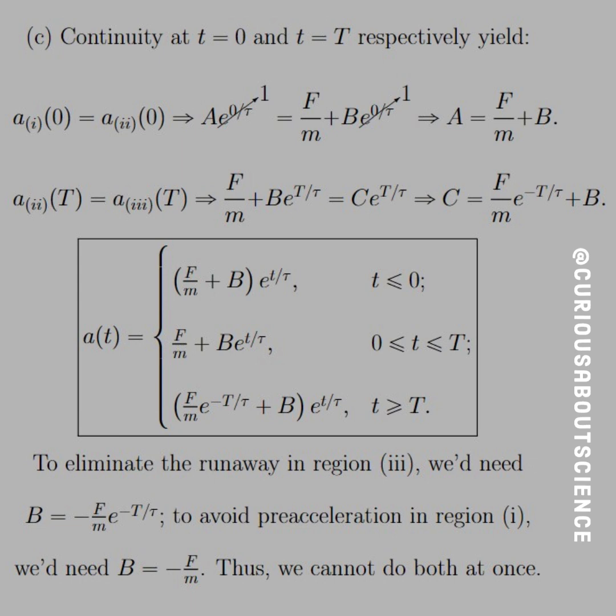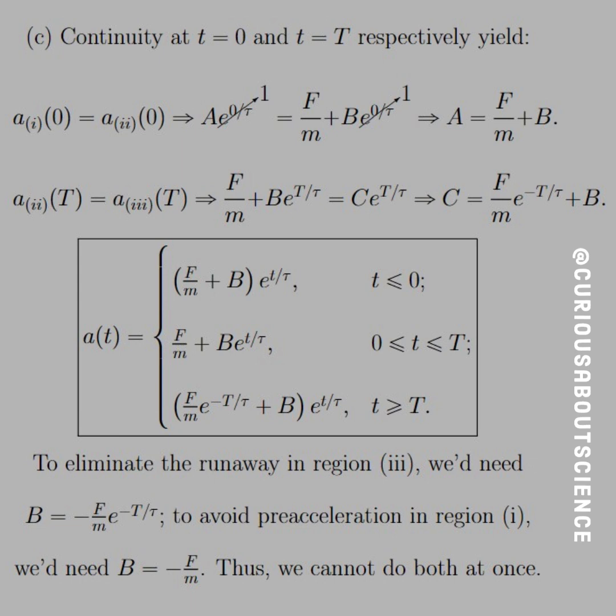Putting it all together now, I have A of t for each region: t less than 0, t between 0 and big T, and t greater than big T. We substitute in A and C accordingly, so we have everything in terms of B. That's the one thing we do not have enough information to solve yet. Since everything's already in terms of B, to eliminate the runaway region in part 3, we need that coefficient to equal 0. So B would equal the negative of F over m e to the negative big T over tau.